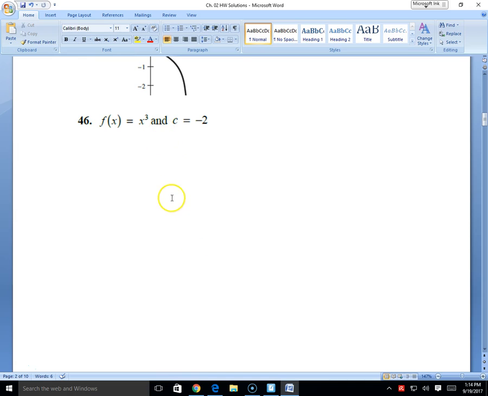Yeah. Number 46, can someone just tell me the formula really quickly so we can see it? What did they give us? The limit as x approaches 0 of (negative 2 plus h) cubed plus 8 over h. They asked you to pick out who the function is and who C is.